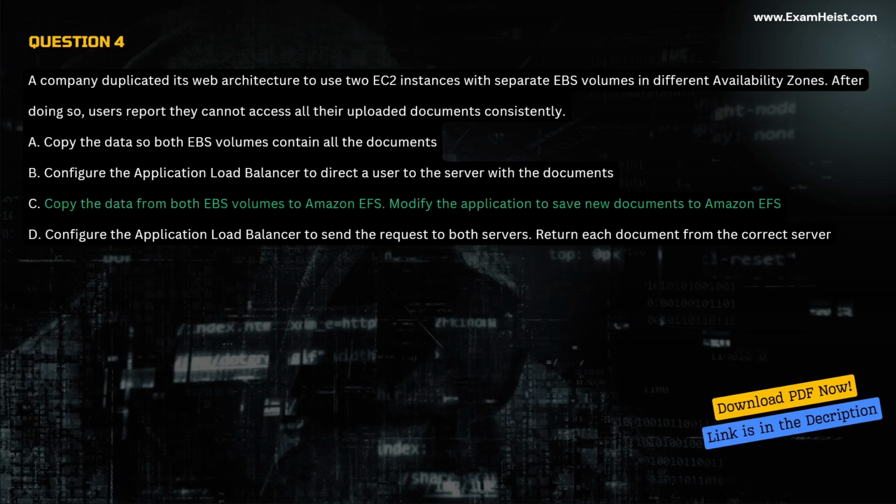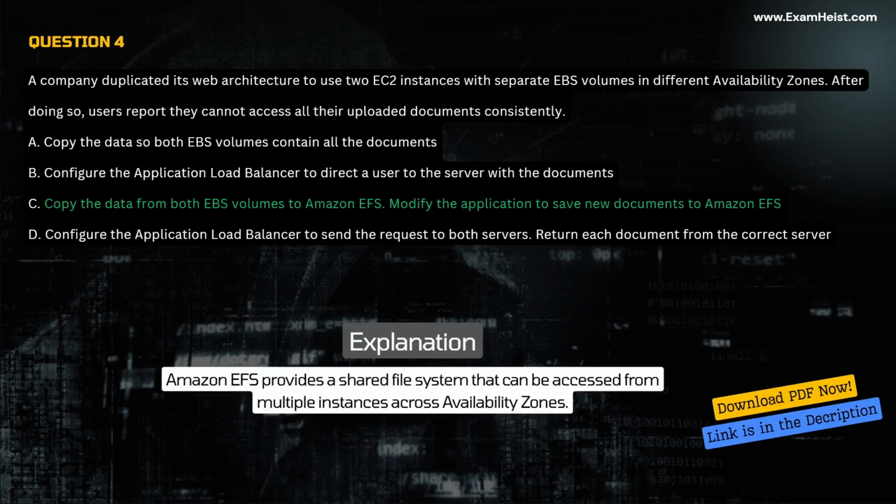Correct answer, C. Copy the data from both EBS volumes to Amazon EFS. Modify the application to save new documents to Amazon EFS. Explanation: Amazon EFS provides a shared file system that can be accessed from multiple instances across availability zones.